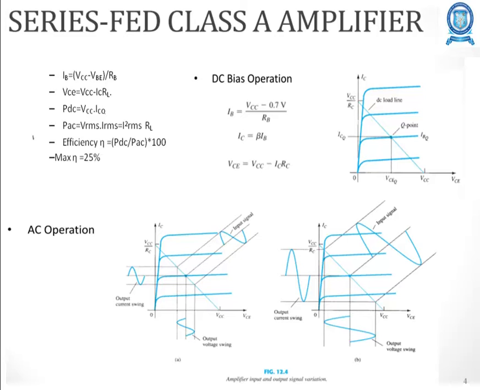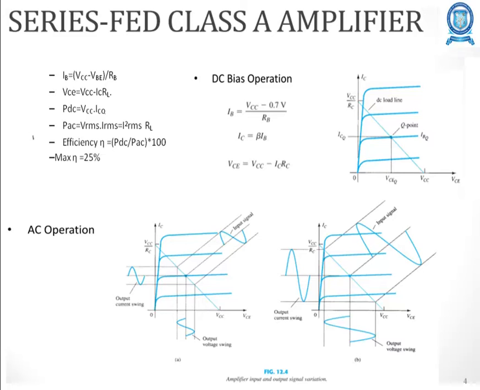So, DC operation. The collector supply voltage VCC and resistance RB decide the DC base current IBQ. So IBQ equals VCC minus 0.7 divided by RB. The corresponding collector current is then IC equals beta into IB. Here VCE equals VCC minus ICQ into RL. So the DC power input PDC equals VCC into ICQ.